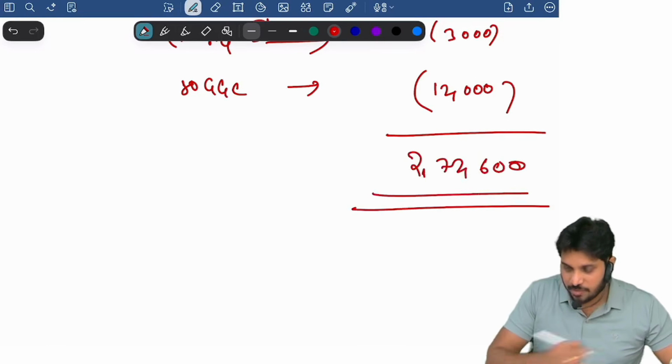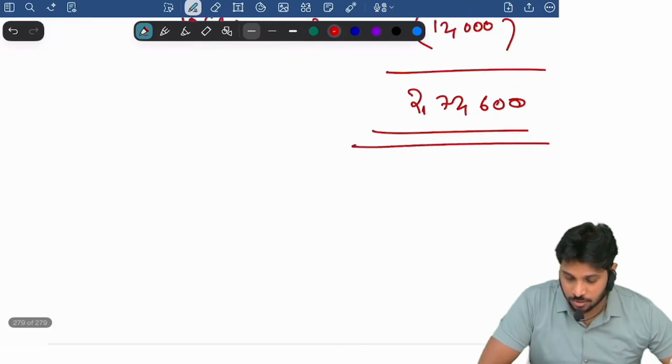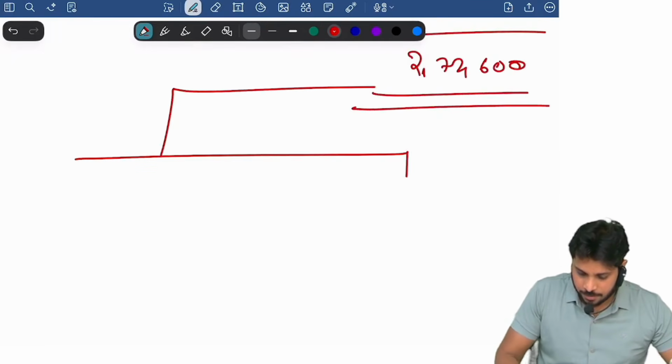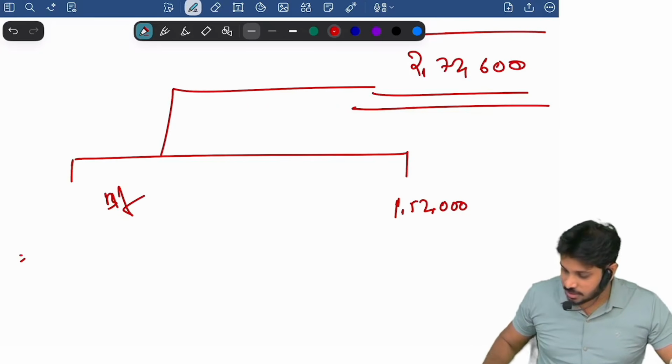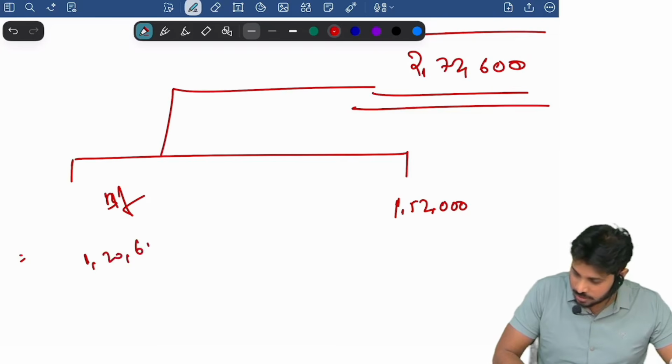2,72,600 is the income of the firm. Do you agree? Yes or no? Now what is the tax liability? LTCG, how much is it? 1,52,000. Correct? The balancing figure is taxable at 30%. 2,72,600 minus 1,52,000 is equal to the balance income of the firm, 1,20,600.